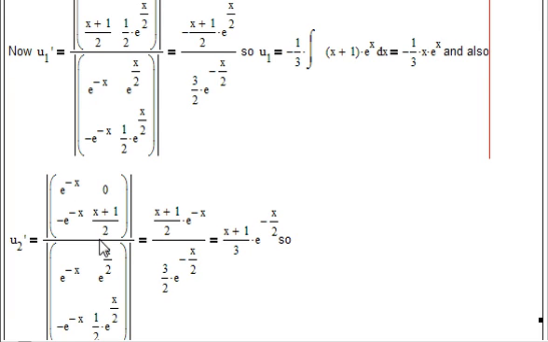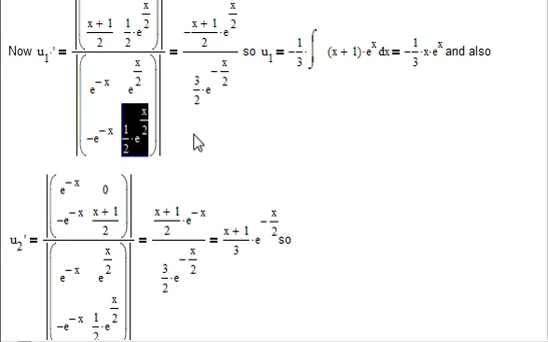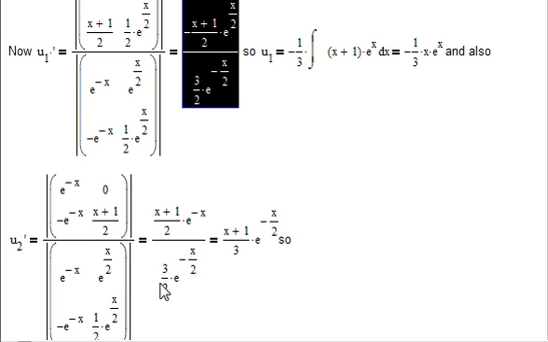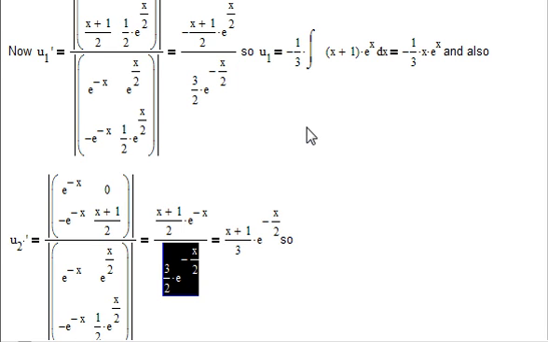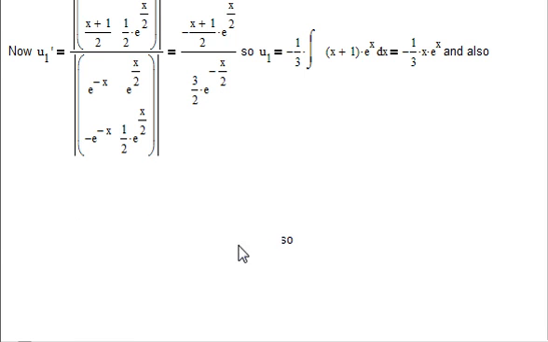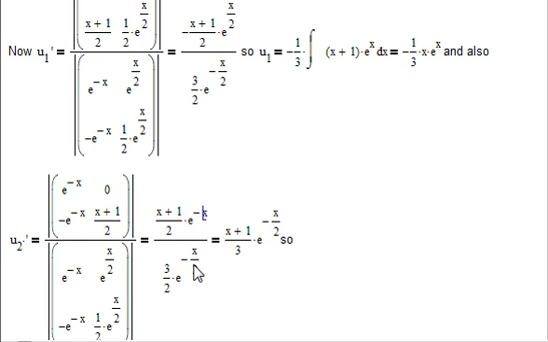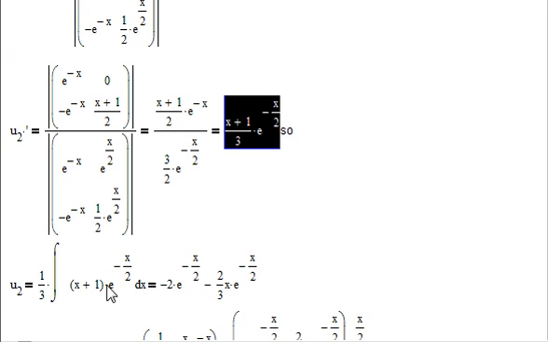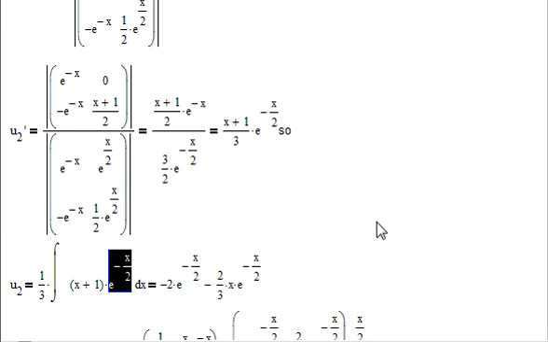So for u2 prime, we just replace this column with our 0 and our x plus 1 over 2, and then find the determinant. This is e to the negative x times x plus 1 over 2 minus 0. And the denominator is going to be the same as before, so 3 halves e to the negative x over 2. So putting all that together, we have x plus 1 over 3 times e to the negative x over 2. We got negative 1 here and a positive 1/2 when it comes upstairs. So that means we need to integrate this to find our u2. Here's the third factored out, x plus 1 e to the negative x over 2. And trust me, integration by parts would be your technique of choice.